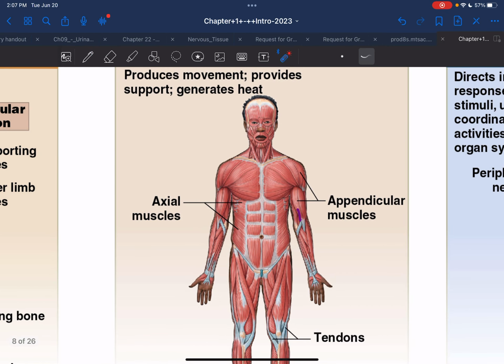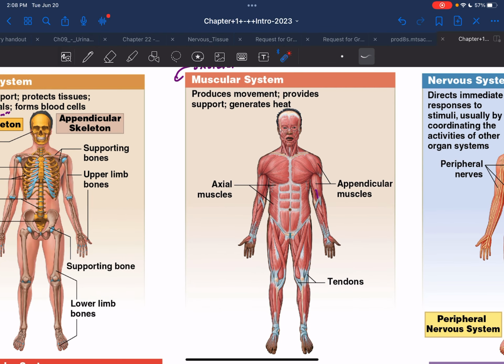Axial refers to the muscles that are primarily located in the center line, and then appendicular muscles are everything that connects the limb all the way down. Appendicular muscles deal with muscles on the appendages.